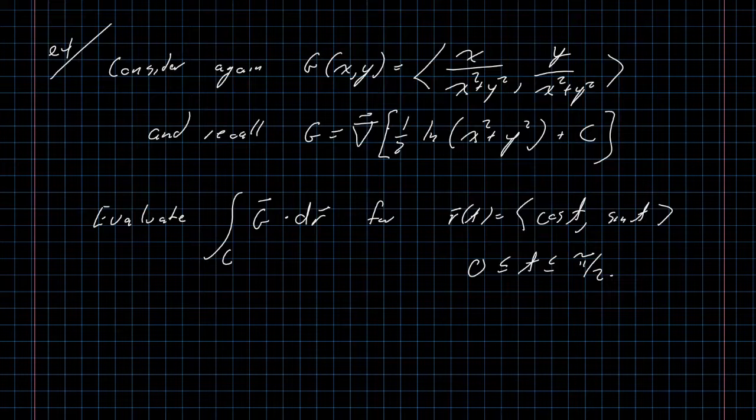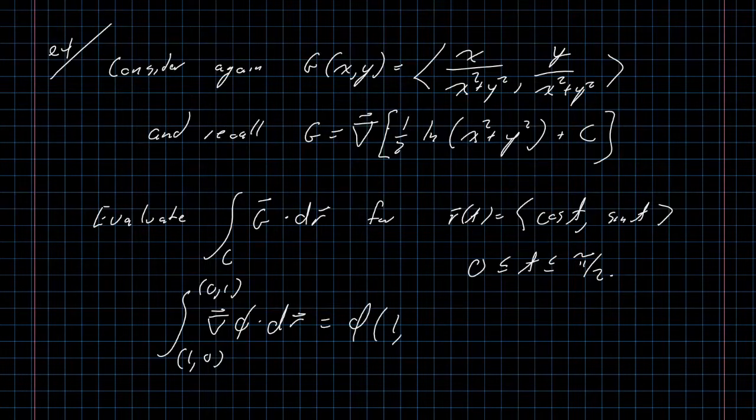But I can also notice that this is the integral where, when t equals 0, I'm at the point 1, 0. When t is pi over 2, I'm at the point 0, 1. So by the fundamental theorem of line integrals, this integral is going to be phi evaluated at 0, 1 minus phi evaluated at 1, 0.